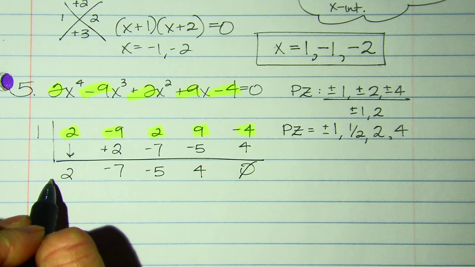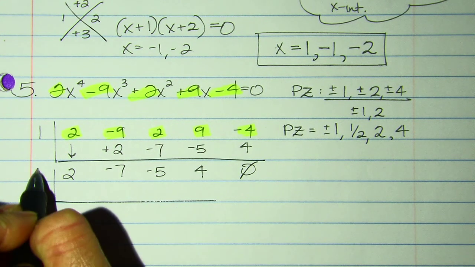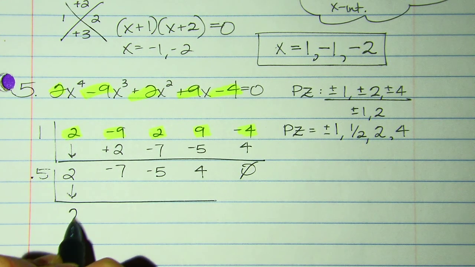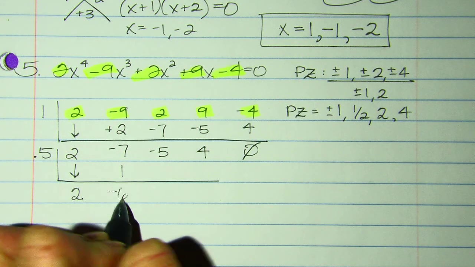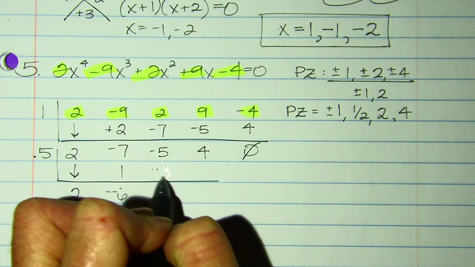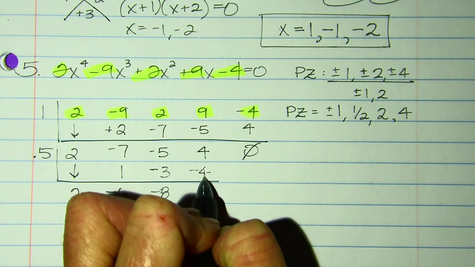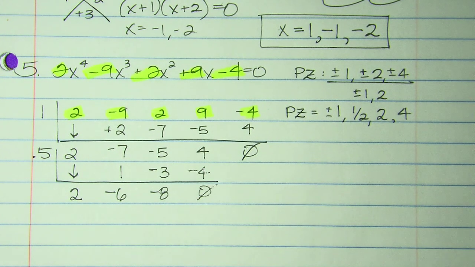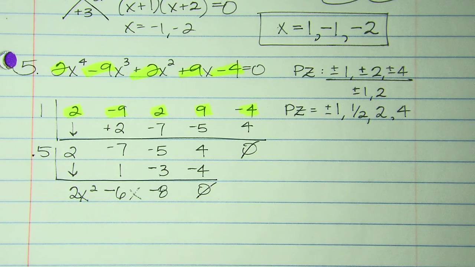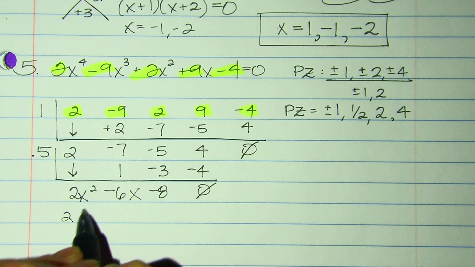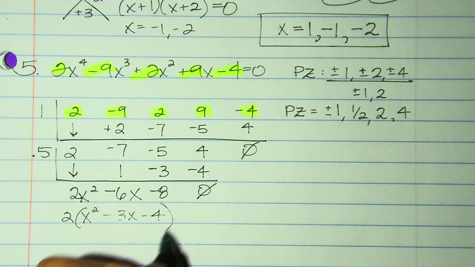So now I'm going to use synthetic with my new numbers for 0.5. Bring down the 2. Half of 2 is 1. Add to come down. Half of negative 6 is negative 3. Add to come down. Half of negative 8 is negative 4. So my new polynomial is 2x squared minus 6x minus 8. It has a GCF of 2, so x squared minus 3x minus 4.